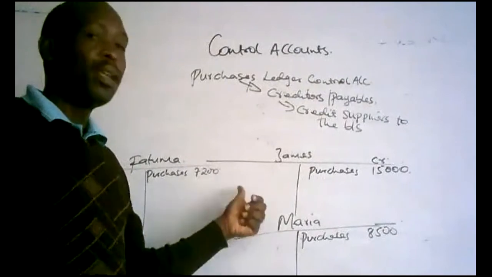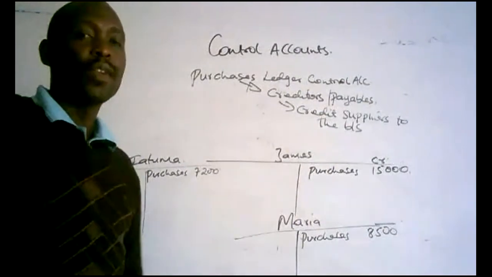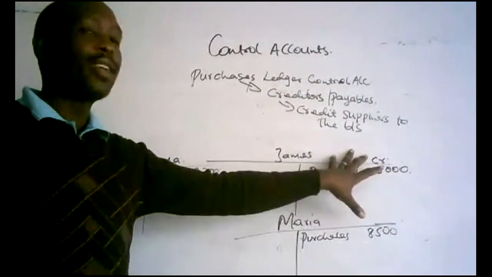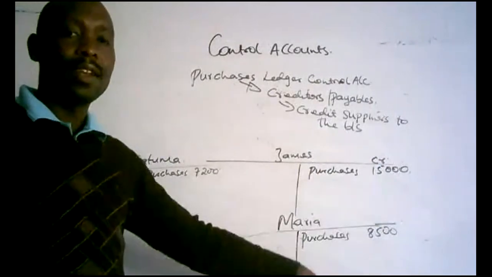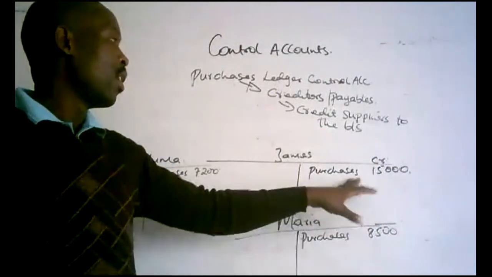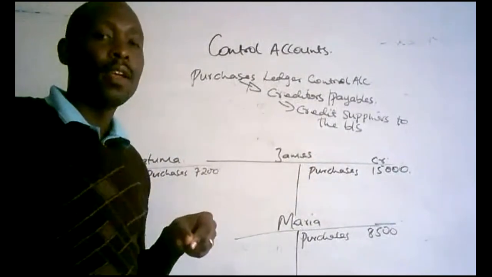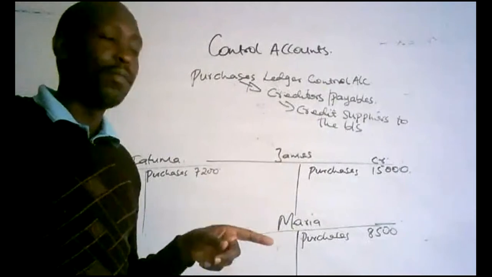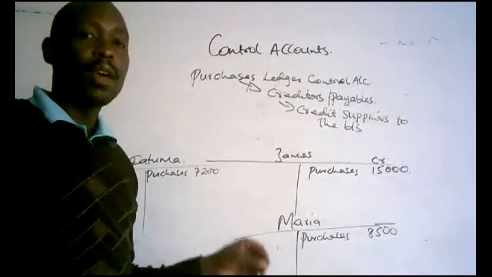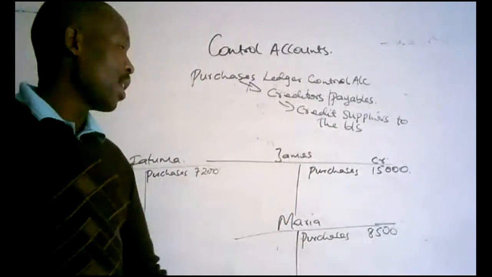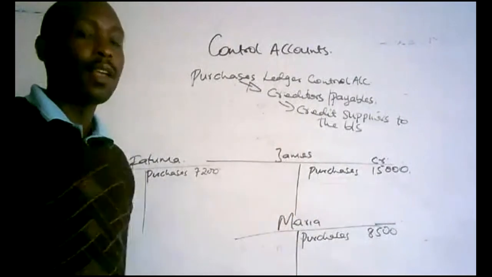But when it was a debit, it is actually the customer to pay the business. So that's why we normally say that liabilities are normally credited. This is a liability to James, because the business needs to pay the supplier by the name James. We also have Maria, who is another supplier. We credit Maria because actually we owe Maria a certain amount.